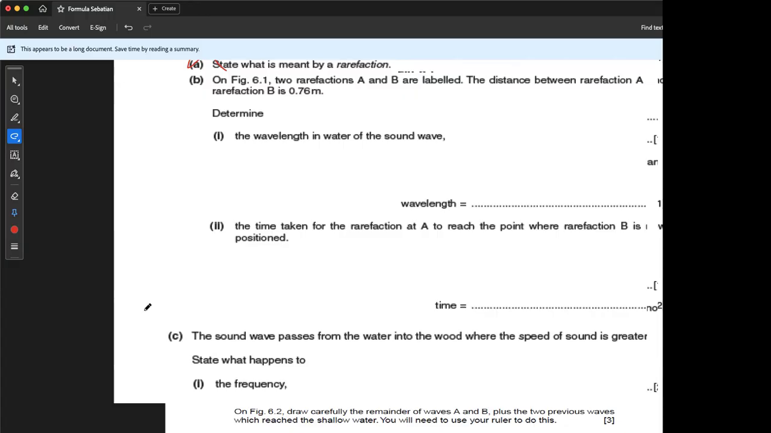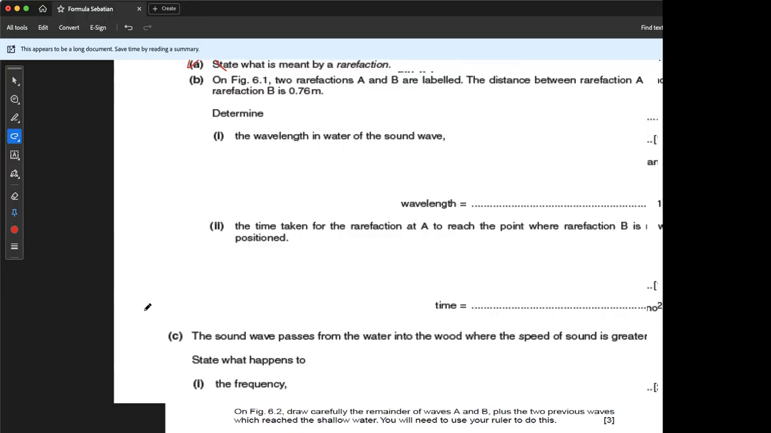Find the frequency, yeah, it's in the question. Oh, find the speed then. Find the speed using the wavelength and the frequency. The frequency is here, right? That's it. How much is the wavelength?